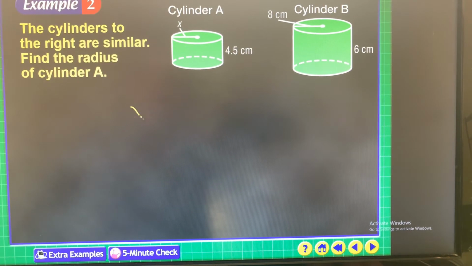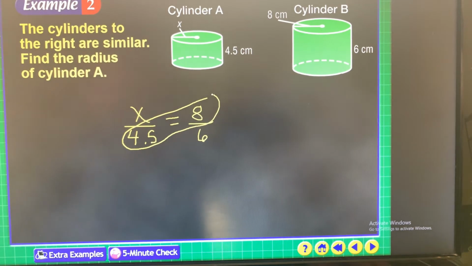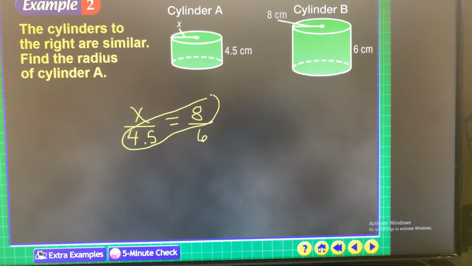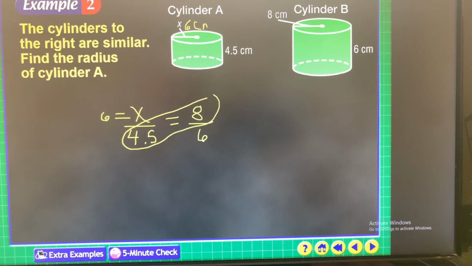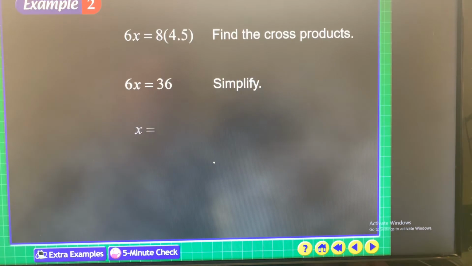This one I'm missing my x, so radius to height equals radius to height. Remember, we're going to do 4.5 times 8 divided by 6 to make sure x is equal to 6. So that means the radius of cylinder A is 6 centimeters. You could cross multiply and double check that you get 36 and 36. Got it.